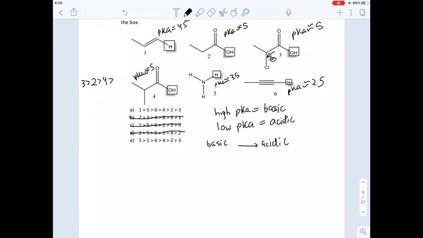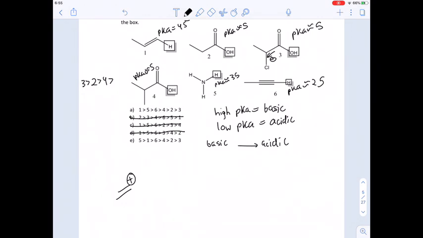Okay, so I'll put over here our ongoing ranking. So now we're going to be looking at 1, 5, and 6. Okay, so 5 in general is relatively basic, so you know that's not going to come next. So I would just put 5 in the corner for now.